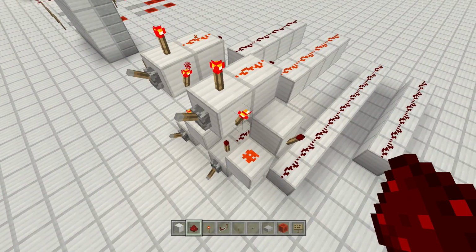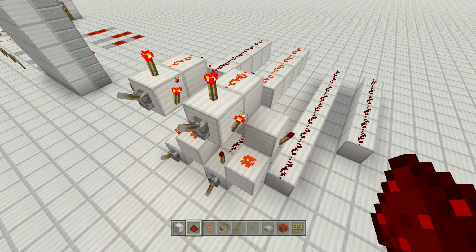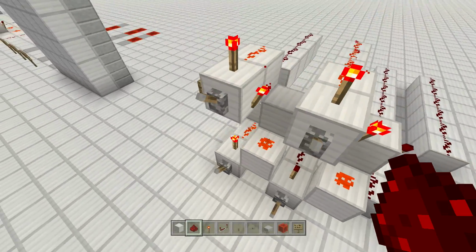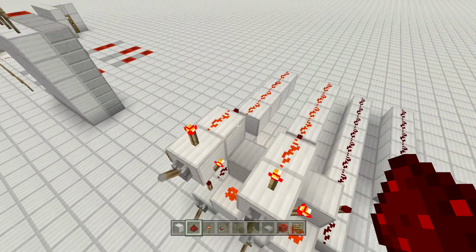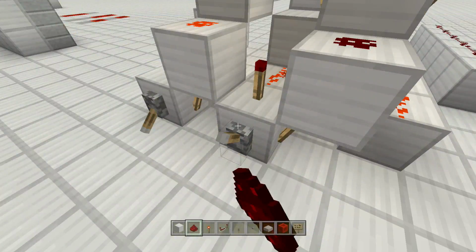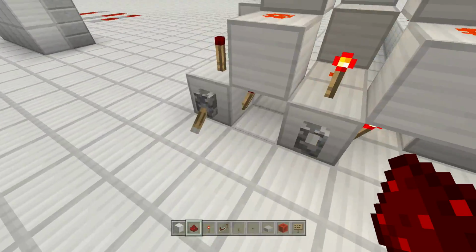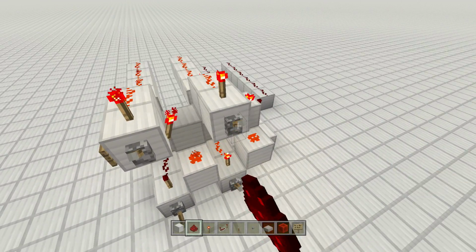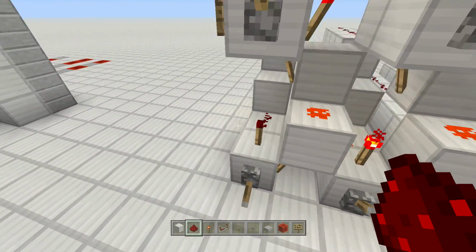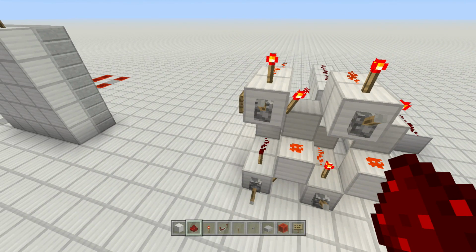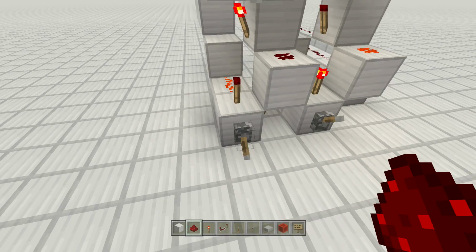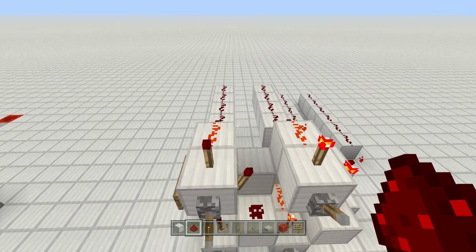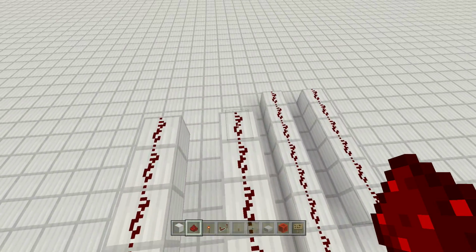Just like 0 plus 2 is 2. 1 plus 2 is 3. And 1 plus 2 is still 3. Now, here is why it's called a half adder. Because if I have a carry out from this one, 2, well, 1 plus 1 is 2. So this should turn on.